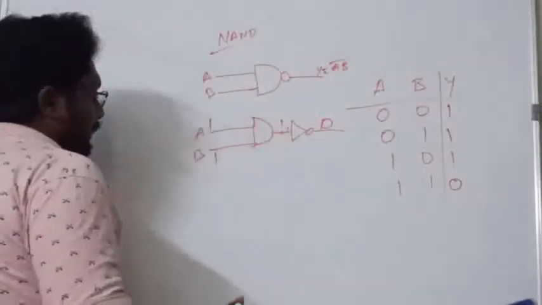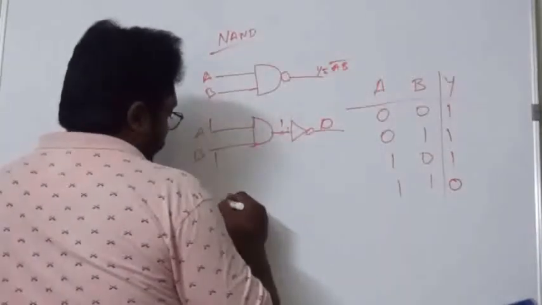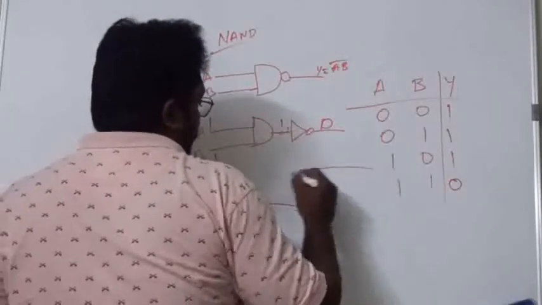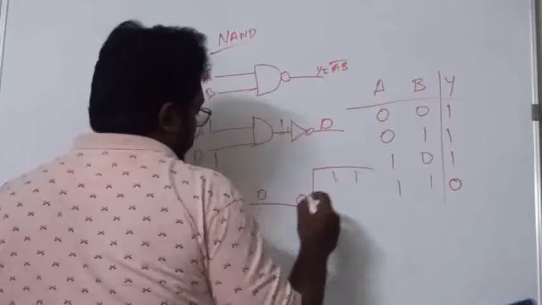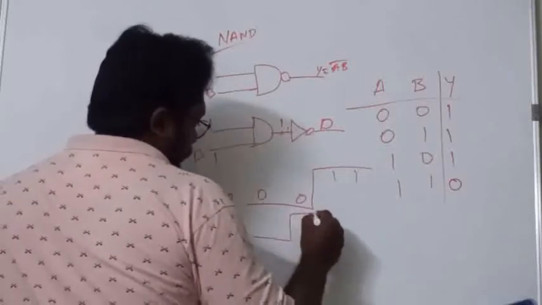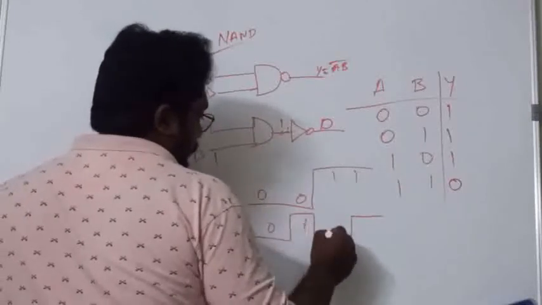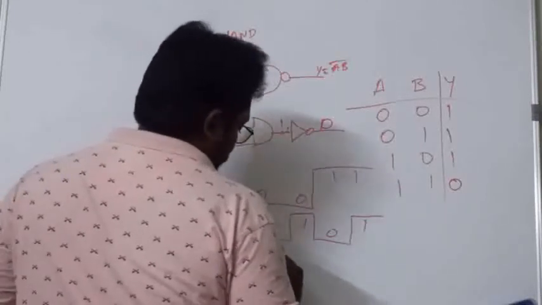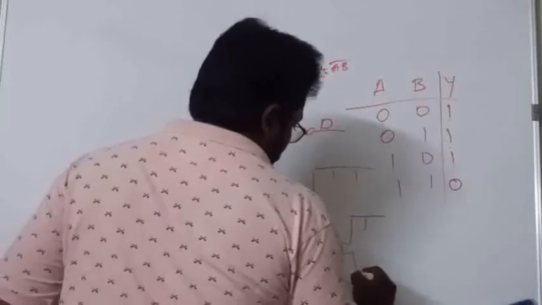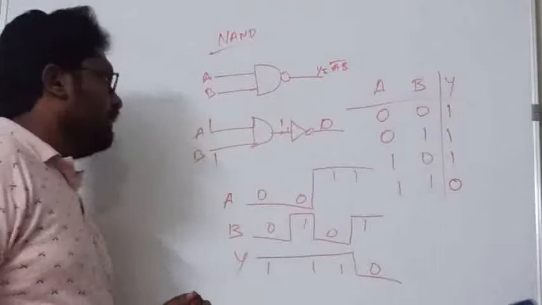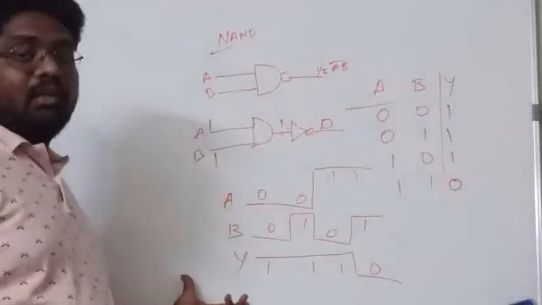So let us see the timing diagram. The timing diagram will be like this: A, B, Y. A is 0, 0, 1, 1. B is 0, 1, 0, 1. And Y is 1, 1, 1, 0. This is the timing diagram for the NAND gate.